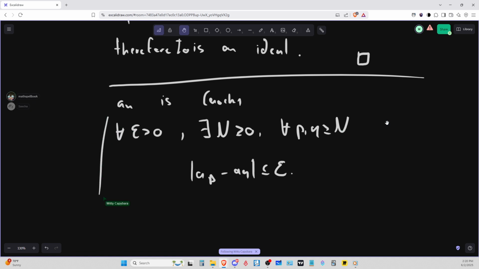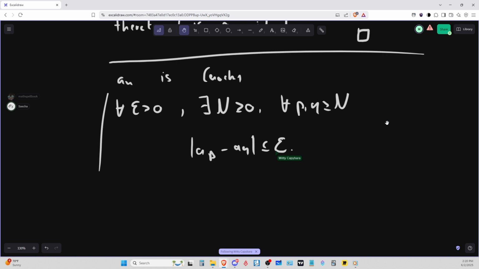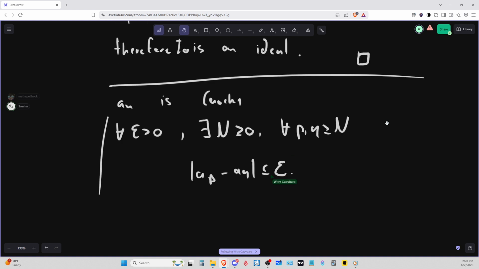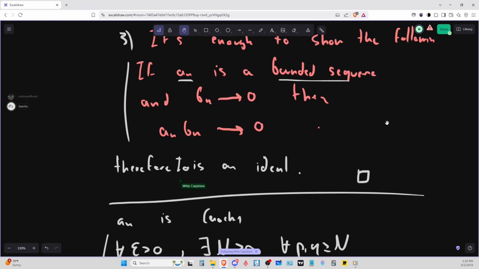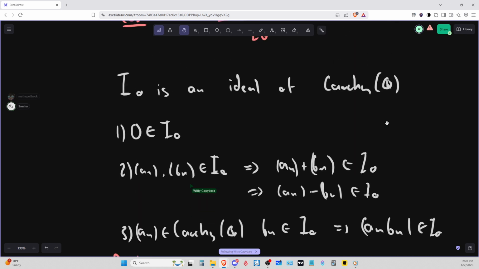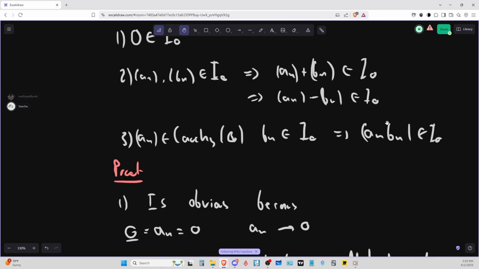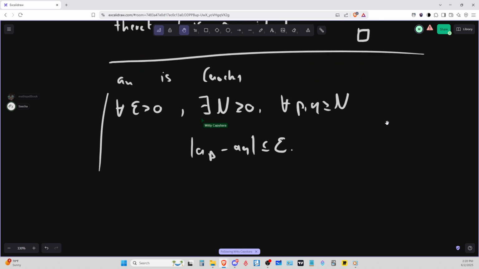So here I showed that I0 is an ideal, but we want more. If we just use the fact that I0 is an ideal, then I just know that the real numbers are a ring. But I can get much more than that if I'm able to show that I0 is maximal. Then I get that the real numbers are automatically a field, which is what I want.